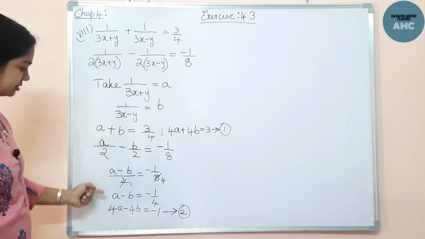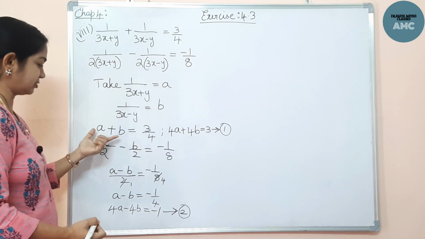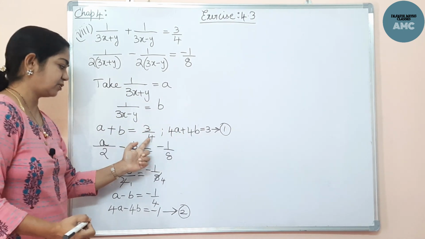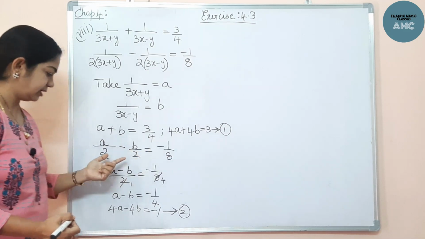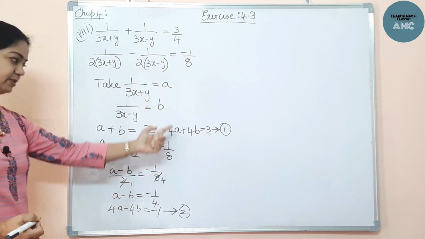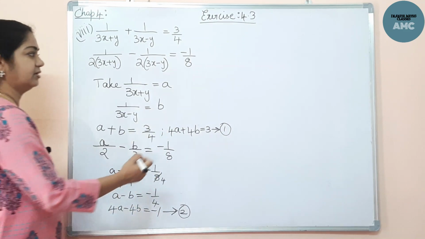Here, you have understood clearly. I have just simplified them. That's all. A plus b, here again a fraction is there. That I have changed here. Cross multiplying, we got this. Here also taking LCM and cross multiplying, we got 4a minus 4b. Those two equations we will solve now.